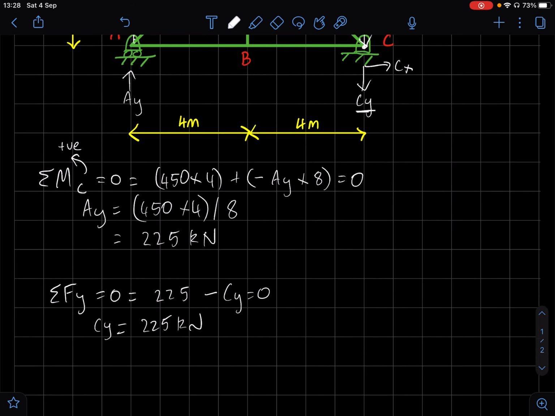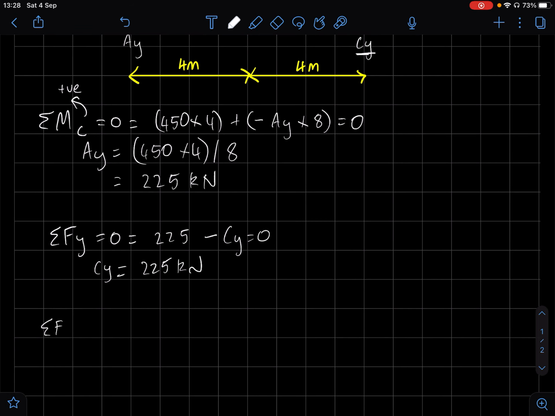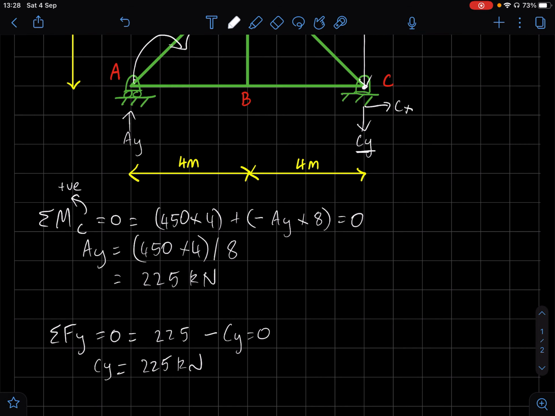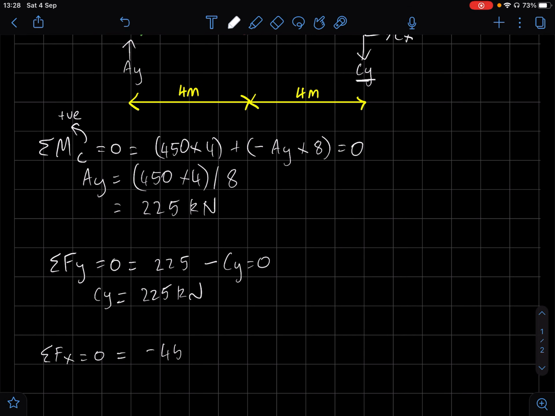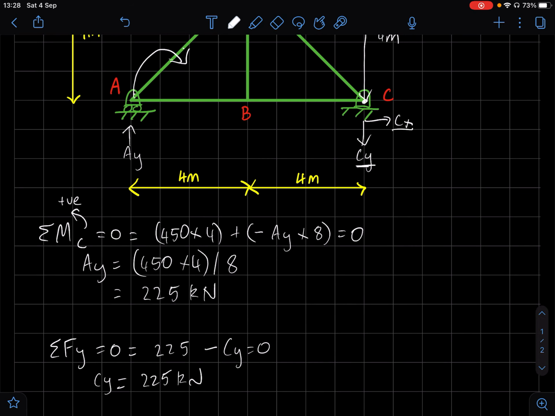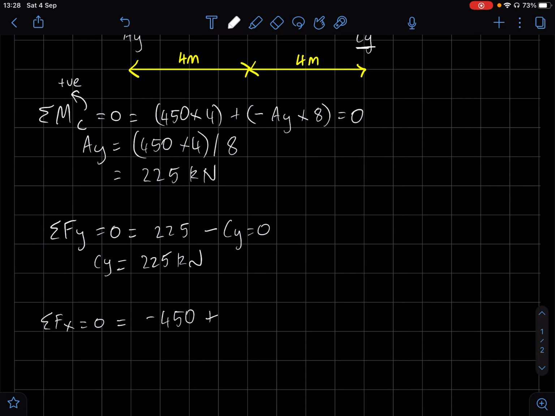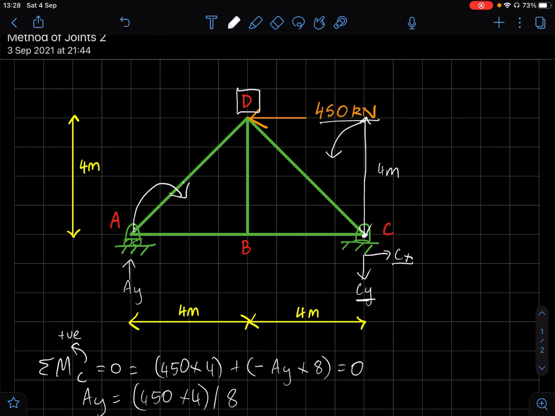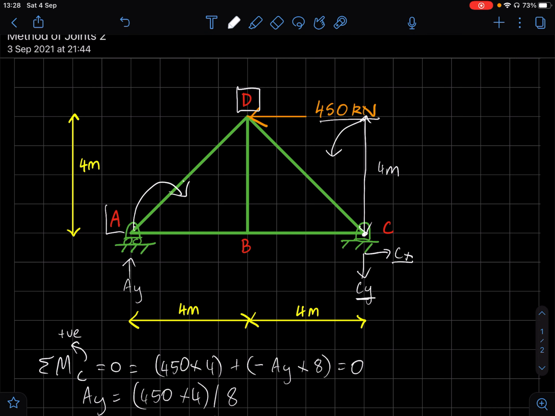Easy. And in the same way, let's do sum of the forces in the x direction equals 0. So here we have the 450 kilonewtons in the negative x direction. And then we're going to have CX in the positive x direction. So very simple, CX will equal 450 kilonewtons. Easy. Okay. Now let's proceed by looking at joint A.